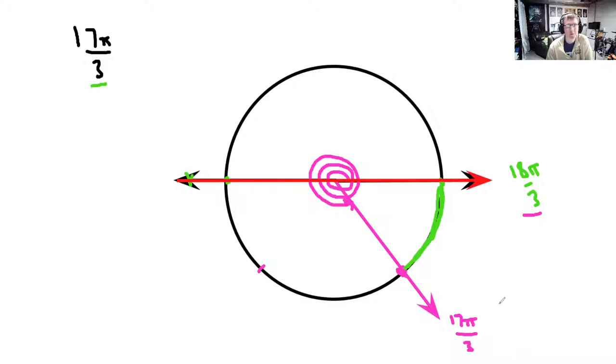How far apart are these two angles? 18 pi over 3 was going around 3 full times. 17 pi over 3 was not quite going around 3 full times. How far off are they?